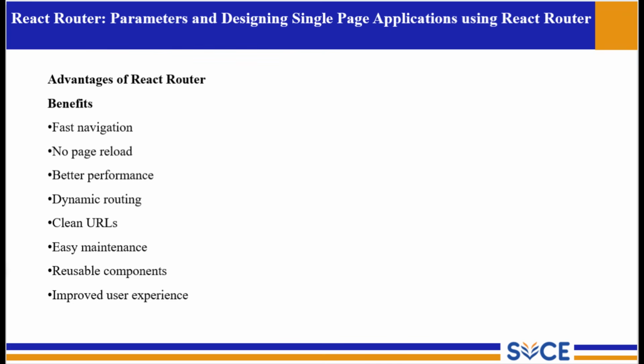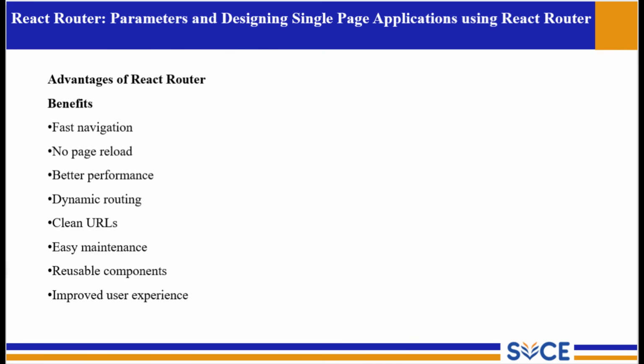The first major advantage of React Router is faster navigation. When a user clicks on a navigation link such as Home, React Router instantly displays the corresponding component without reloading the entire web page. The second advantage is reduced server requests.